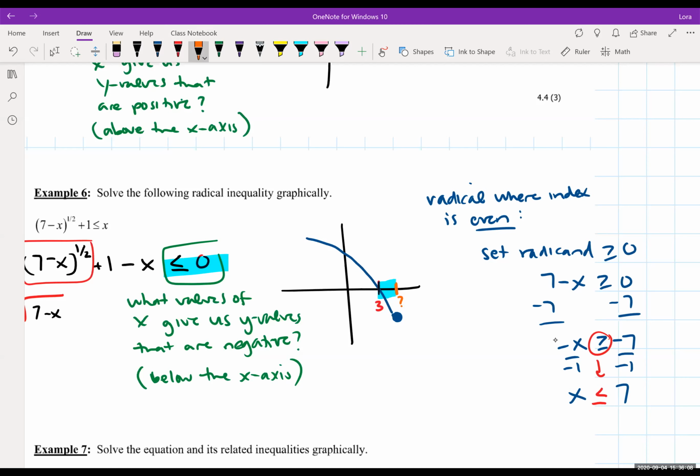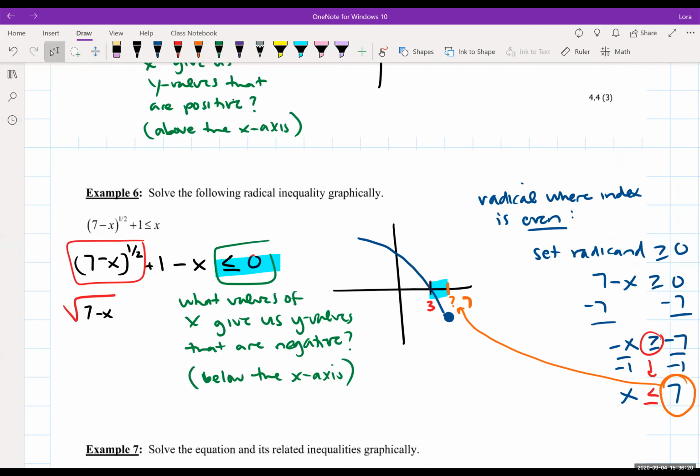But now the point that you're finding is that particular x value. So when you want to name it, and you're asking, how do I describe that region now? Your solution to this particular inequality starts at 3, and it goes all the way until x equals 7. And so now you've solved your inequality, when you have a little bit of a wrench in the situation, those endpoints of those even index radicals. So I hope this helps.